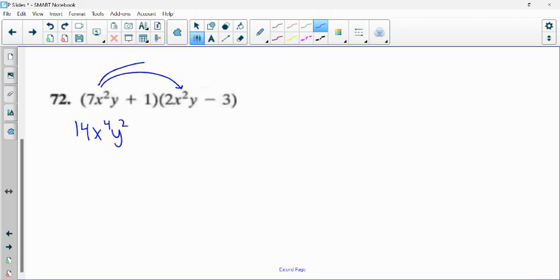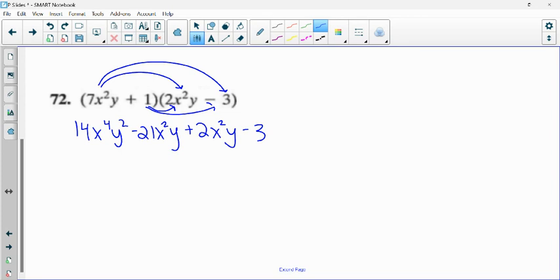Then we need to go to the outers. 7x squared y times negative 3 would be, again, I'm just doing 7 times negative 3, so negative 21x squared y. Then I go to my inside terms, so 1 times 2x squared y, which is positive 2x squared y. And then 1 times negative 3 is negative 3.